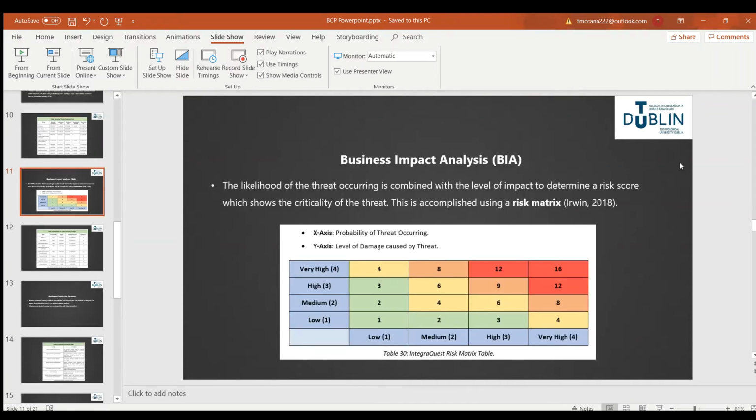The likelihood of the threat occurring is combined with the level of impact to determine a risk score, which shows the criticality of the threat. This is accomplished using a risk matrix, which can be seen in the image here.